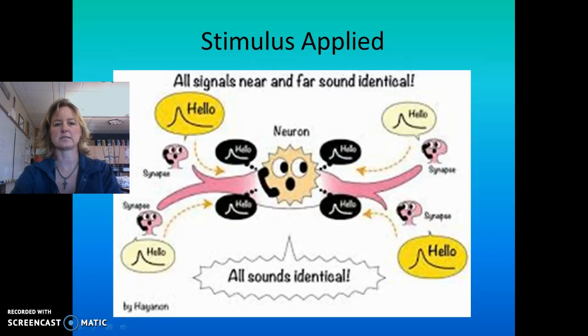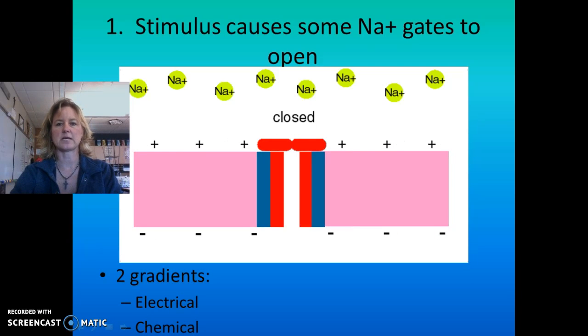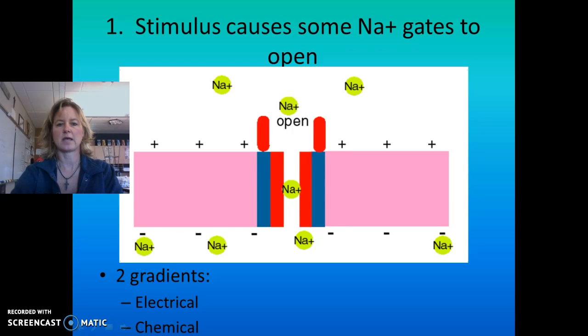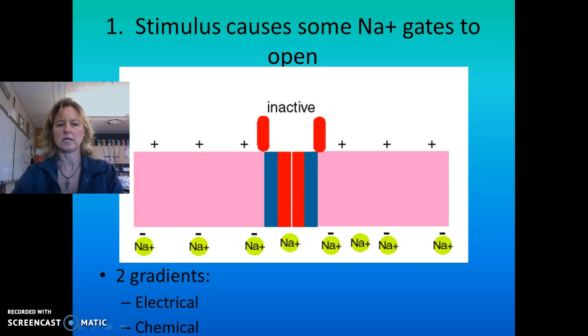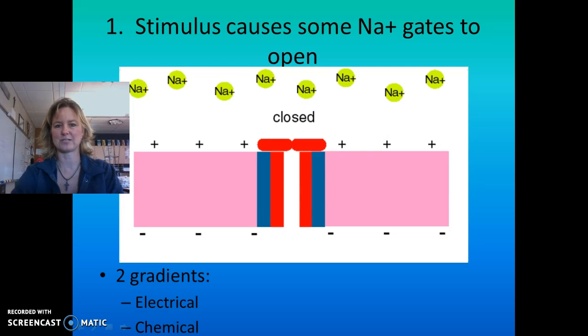Again, the stimulus is applied, so it's coming from all of these different directions, and we have to be able to narrow it down. The stimulus causes the sodium gates to open. There they go. Sodium is going to move into the cell. There it goes. Once the gates have been opened, they're open a very short amount of time, about 1 millisecond. If you remember from the activity yesterday, we spent about 10 seconds moving sodium into the cell.